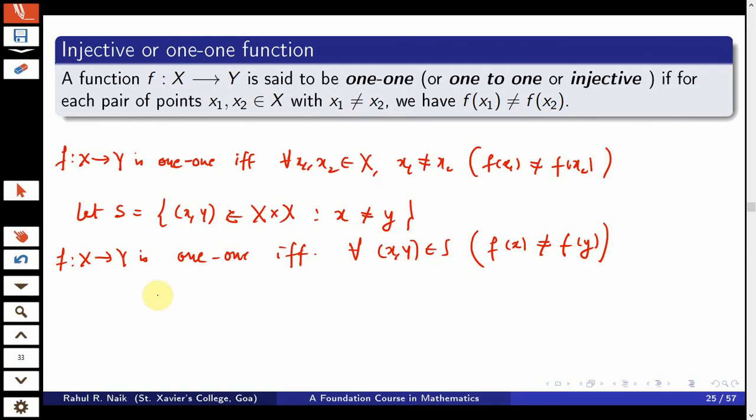One immediate example of a 1-1 function is a function from X to X defined as f of x equal to x, the identity function. This is a very trivial example because if I take any two points x1 and x2 in X with x1 not equal to x2, this implies that f of x1 is not equal to f of x2, because f of x1 is x1 and f of x2 is x2. So, if the two points are distinct, their images are also distinct.